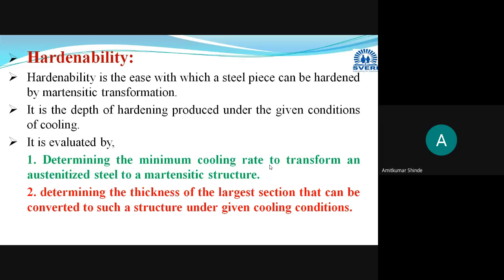In previous few lectures, we have discussed the heat treatment of steels, and in that we have completed various heat treatment processes used for steels, like annealing, normalizing, hardening, and tempering. After that, we discussed the surface heat treatment processes. In that, we have learned carburizing, nitriding, carbonitriding, flame hardening, and induction hardening.